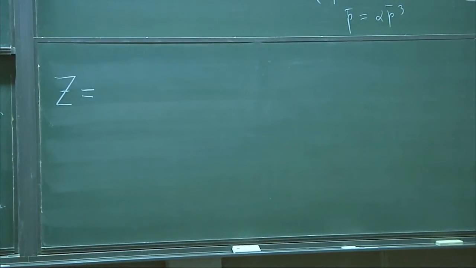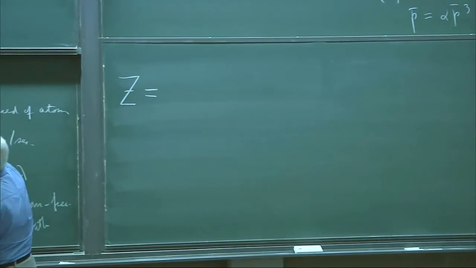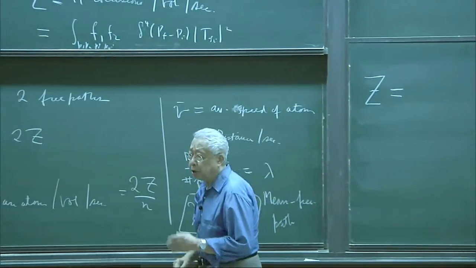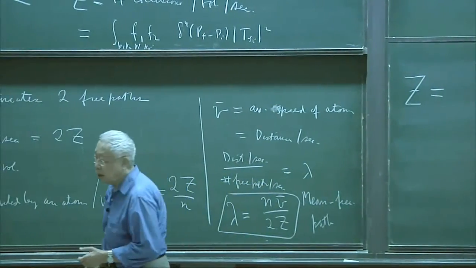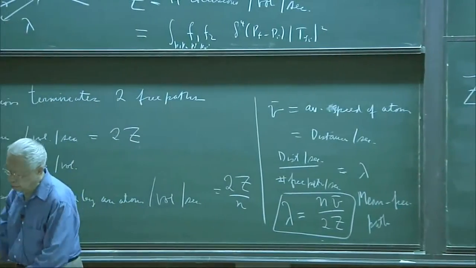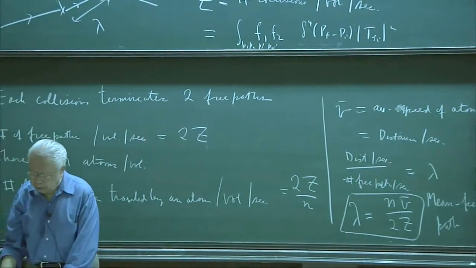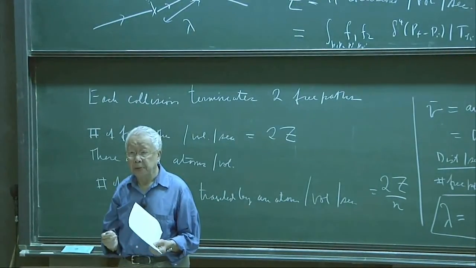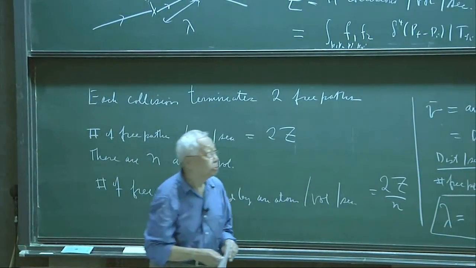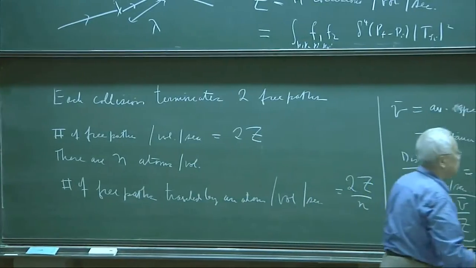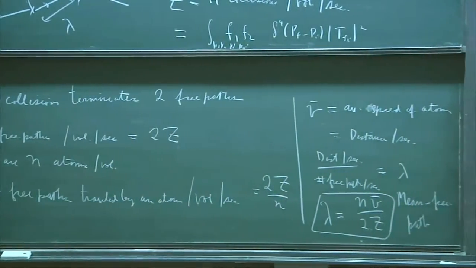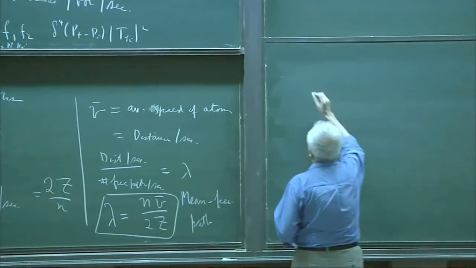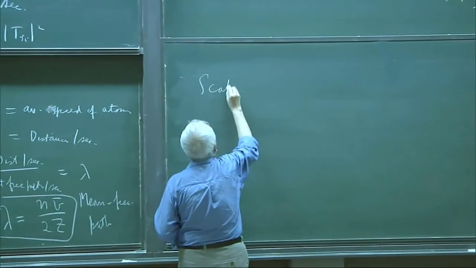Oh, but before we do that, I would like to do some of those integrals involving the delta function and try to express that in terms of the scattering cross-section. So to do that, we have to define the scattering cross-section, which one uses in experiments in collisions. So first I have to define scattering cross-section.